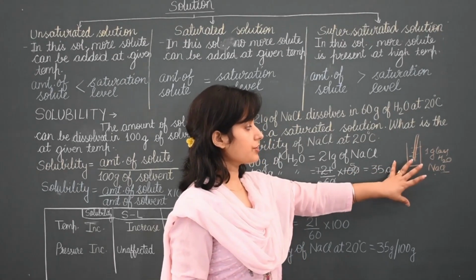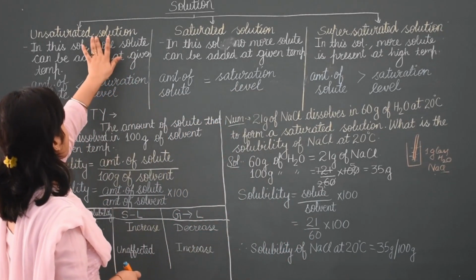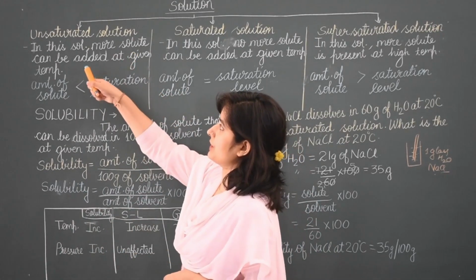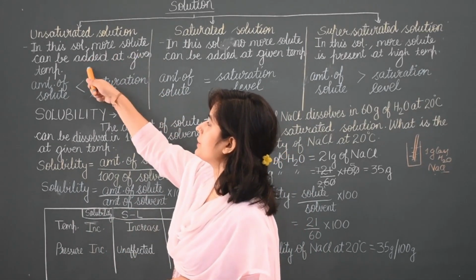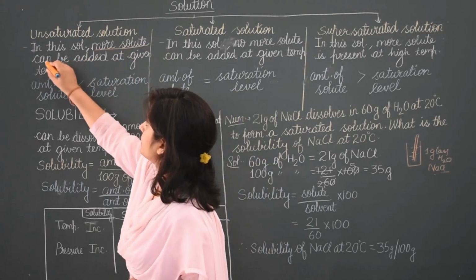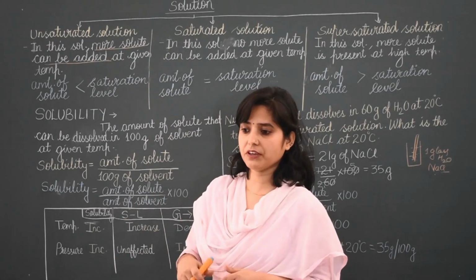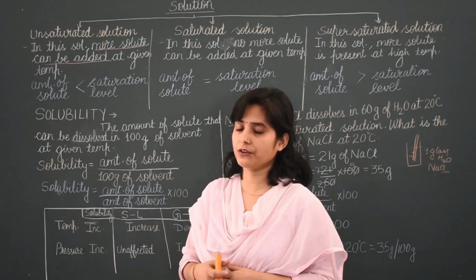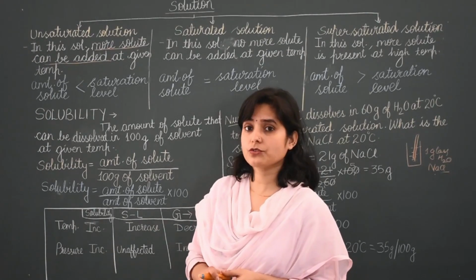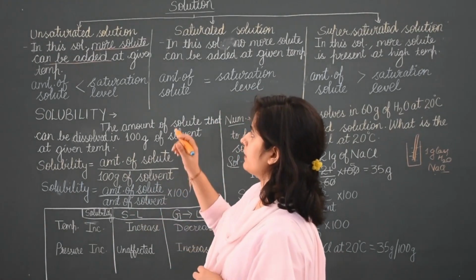So the solution in which we can add more and more solute is known as an unsaturated solution. This is the definition. In this solution, more solute can be added at a given temperature. Given temperature means if we increase the temperature, diffusion increases and a greater amount of solute can be dissolved. So here we are taking only a fixed temperature.